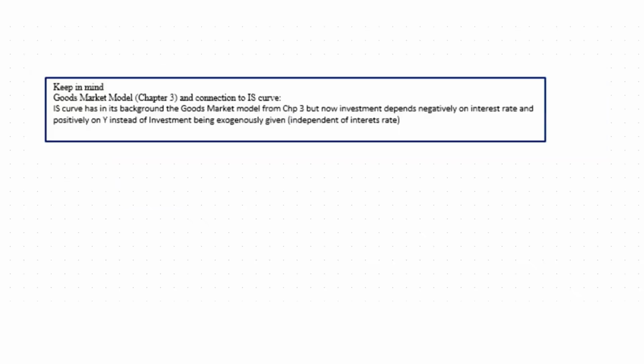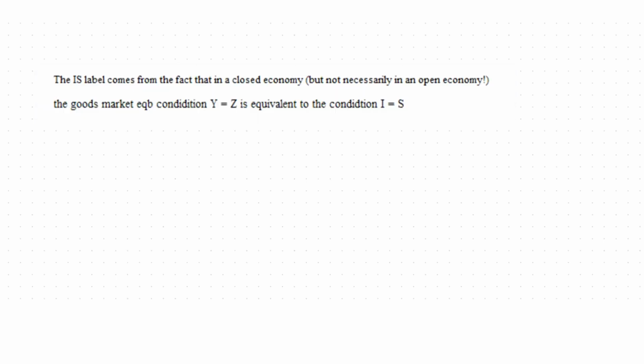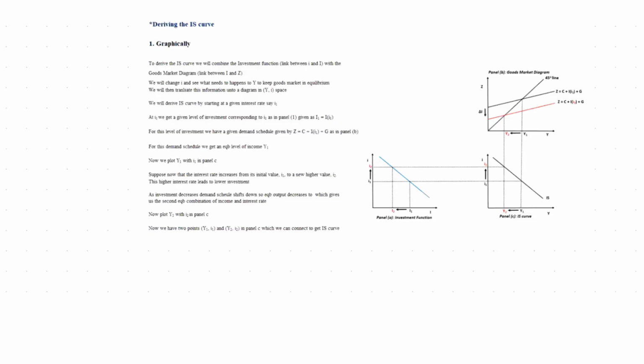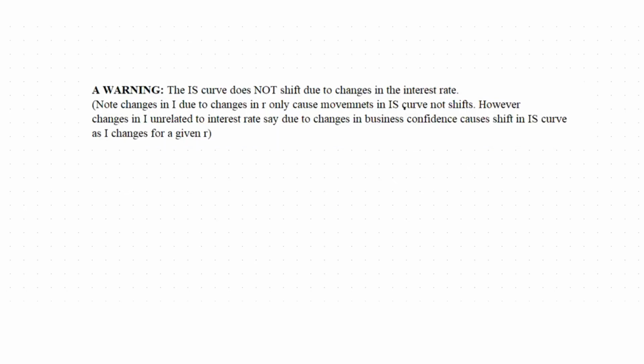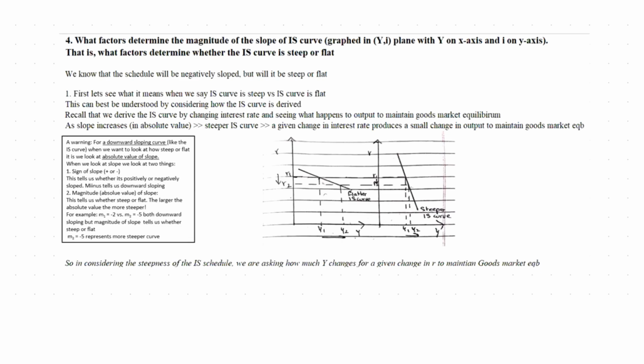If we go back, yeah, so here. See over here, to derive the IS curve, we said we'll change I and see what needs to happen to Y to keep the goods market in equilibrium. We change the interest rate, that changed investment, that caused a shift in your demand schedule, that changed output. So that's how we derive it. So if you want to understand what we mean when we say the IS curve is steep versus flat, let's just go back to how we derive the IS curve.